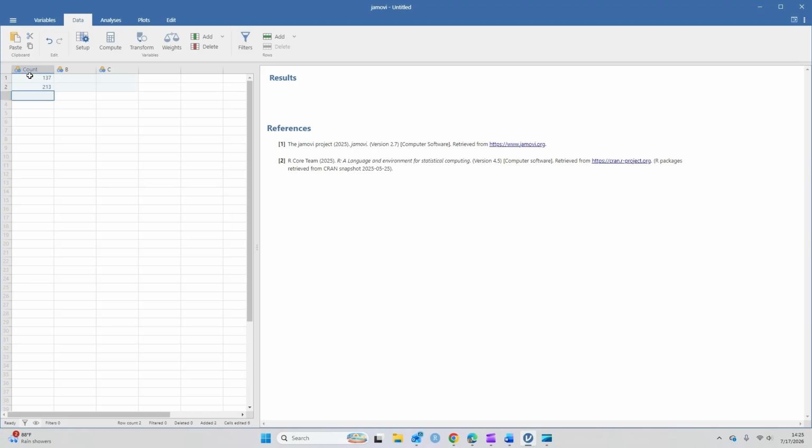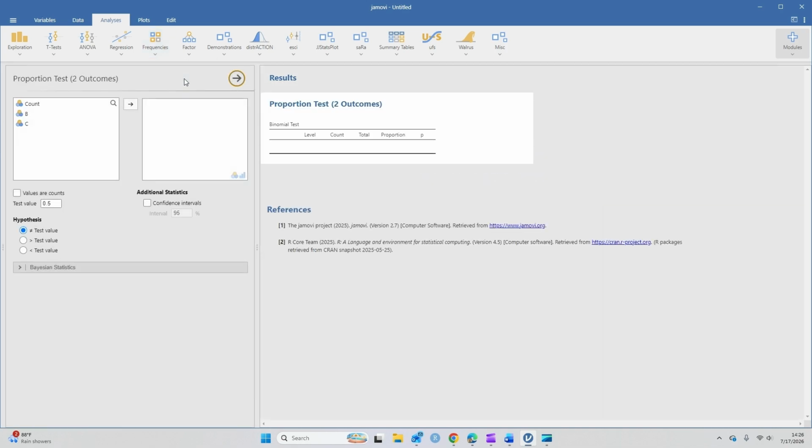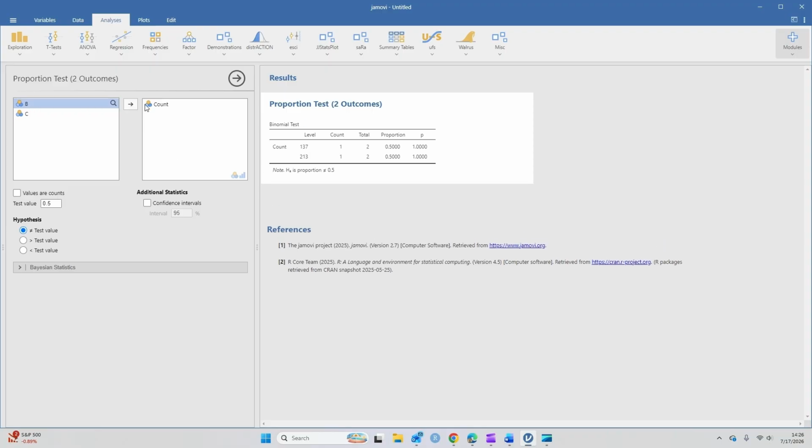Okay, now this is the easiest way to do it. Now when I go over to analysis, I can go over to frequencies. I can go to the two outcomes binomial test for a one sample proportion. And what I can do is I can take that count and I can move it over because the Venn diagram matches in the corner. But I want to do the values are counts.